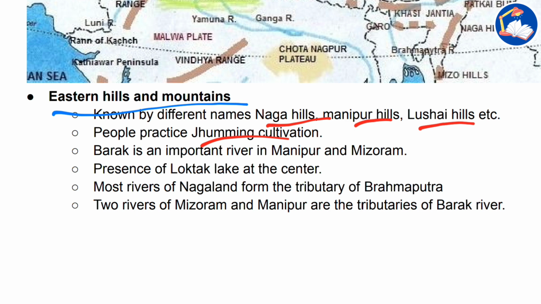It's like a cycle. They go from one place to another doing this shifting cultivation. Okay, Barak is an important river in Manipur and Mizoram. Okay, the presence of Loktak Lake at the center. Most rivers in Nagaland form the tributary of Brahmaputra. Two rivers of Mizoram and Manipur are the tributaries of Barak River.